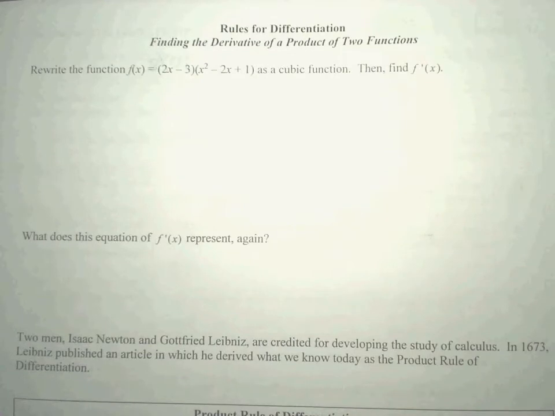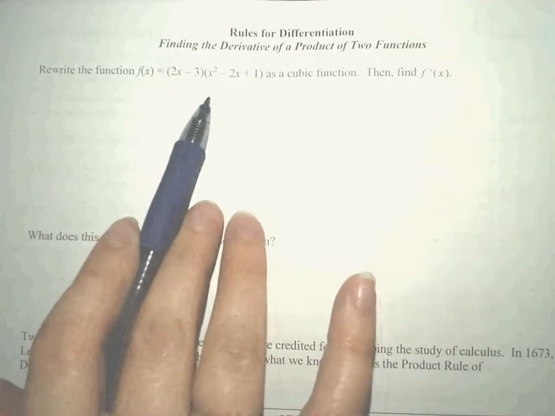All right, so here it says rewrite this function as a cubic function and then find the derivative. This is nothing new. You had a question on your test that was similar to this. You were given a problem that you could have used your calculator on, but if you worked it out by hand, you had to FOIL it out and multiply it through before you took the derivative. So please, everybody, multiply that out and then find the derivative.